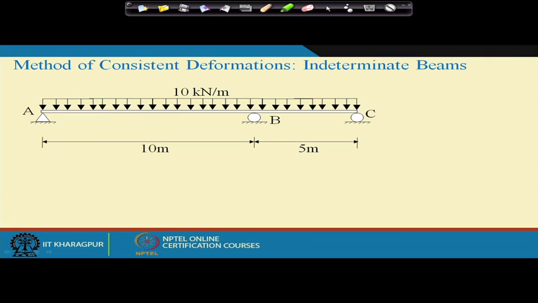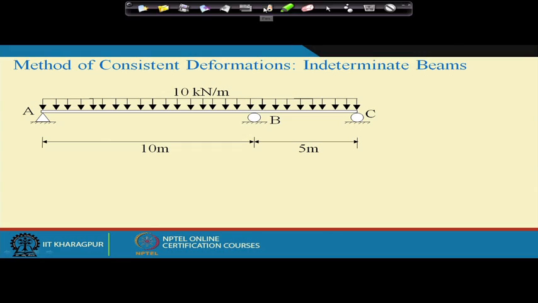The first example is a two span continuous beam, which is subjected to a uniformly distributed load. Now, if you remember the steps of the method of consistent deformation, those steps remain the same. Last week, we applied the method of consistent deformation for indeterminate trusses. The steps are exactly the same, but since the internal forces are different here, there will be a slight modification in the equations that we use in different steps.